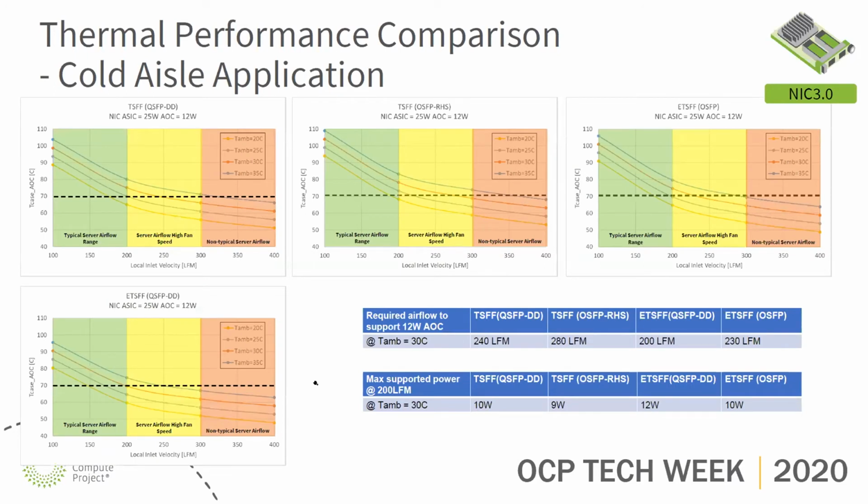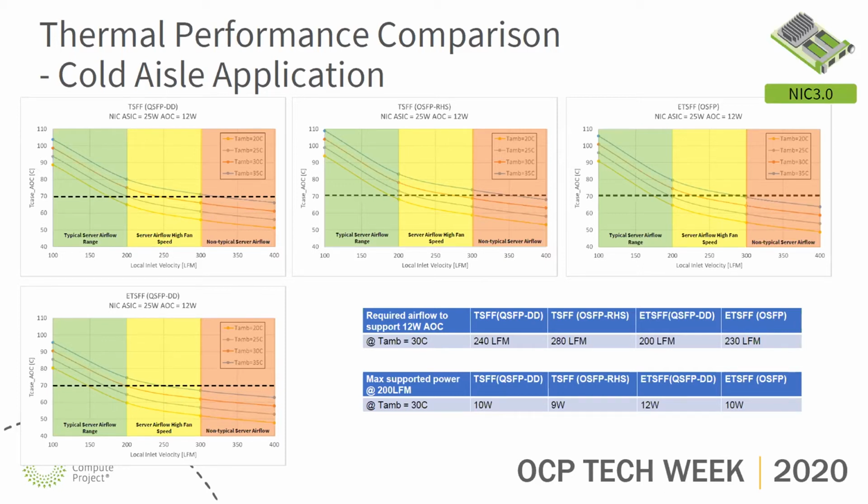This page shows the simulation results for different form factors. In this study, we assume 25 watts NIC ASIC power and 12 watts AOC power. There are 4 plots showing the different performance for the different form factors. According to the study, we draw the following conclusions. First of all, the tall small form factor QSFP has a similar performance as the actual tall OSFP typical, which requires about 230 to 240 LFM to cool the 12 watts AOC application under 30 degrees C ambient.